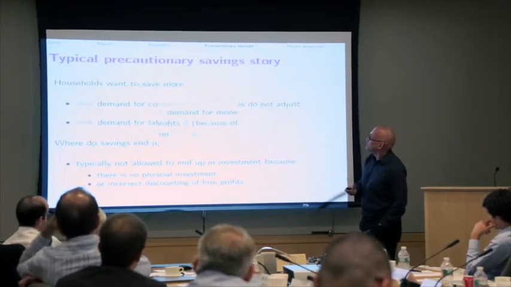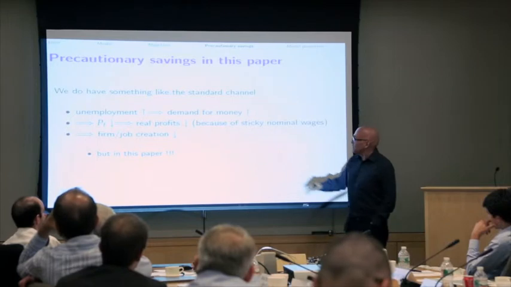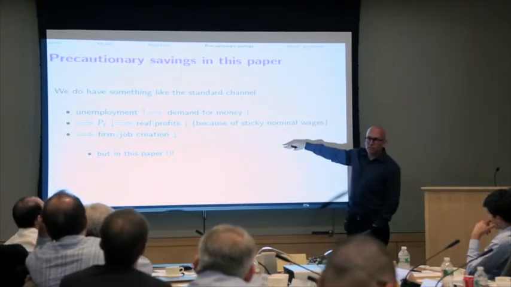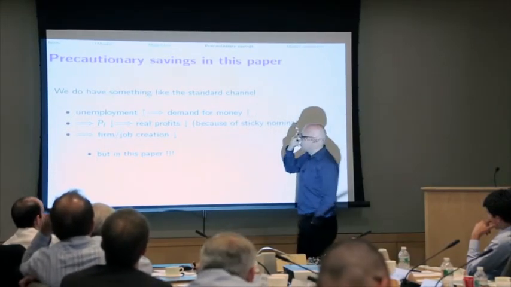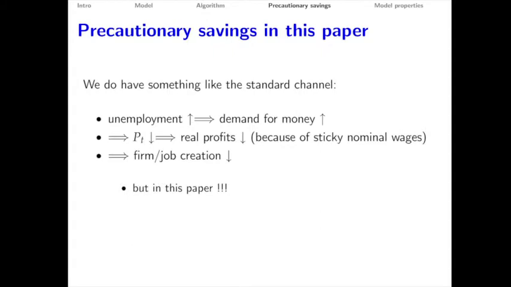Okay, so what do we have? We have something that's exactly like in the standard model, or the standard story. If unemployment goes up, people are going to say, I want to have more of that liquid asset, money. That's going to push down price levels. That's going to reduce profits if I have sticky nominal wages. And if real profits go down, there will be less firm and job creation, and then I'm going to get this spiral.